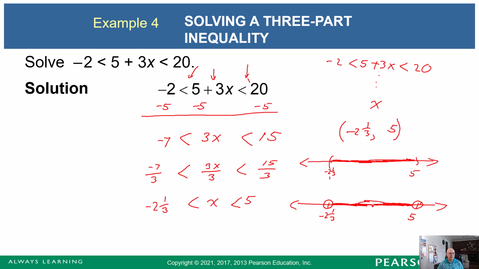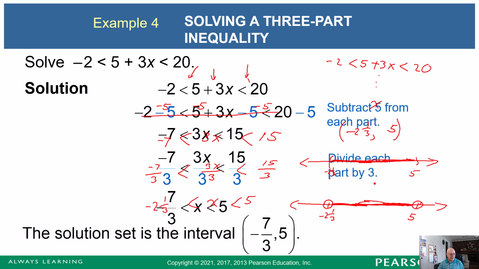Okay, there you go. You just solved a 3-part inequality with my help, but I hope you've picked up enough in the meantime, just 2 extra things. Number 1, there are 3 parts to it. Number 2, whatever happens on one of them, you do to all 3. And you're going to have an interval instead of from one point onward.